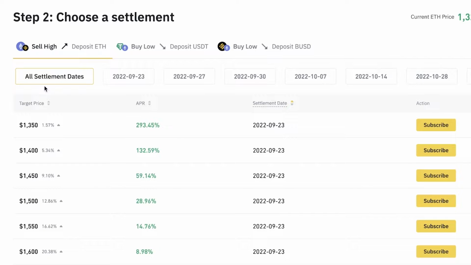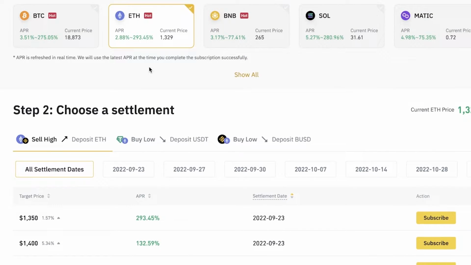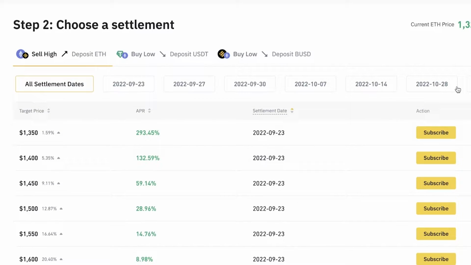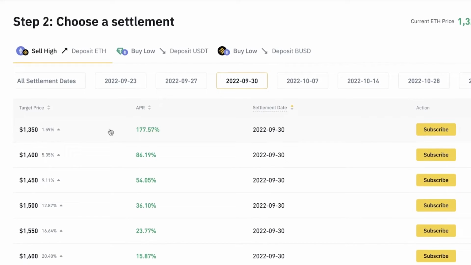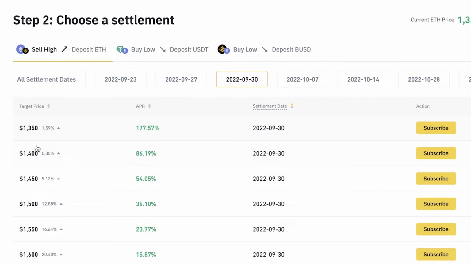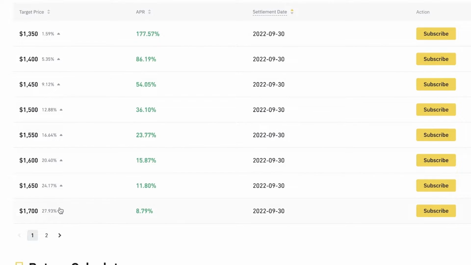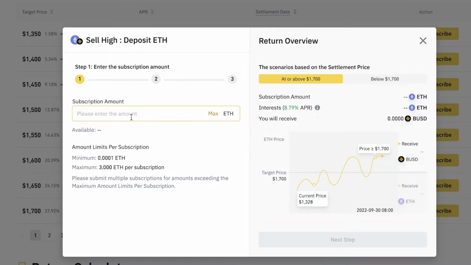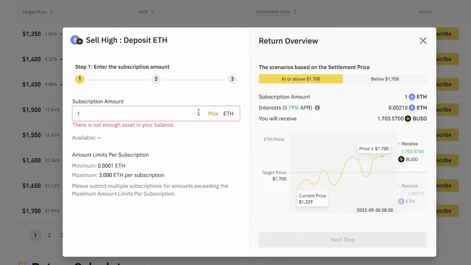So let's say I want to sell high and I want to do it with Ethereum, and currently the price is at 1328. And let's say the date today is 21 September and I want to predict on the 27th or maybe on the 30th. So on the 30th, let's say I expect the price to go up to 1350, or maybe I expect the price to go up to 1700. So I'm going to click on subscribe over here, and now you can enter the amount of Ethereum that you want to bet. So let's say that I want to sell 1 Ethereum.